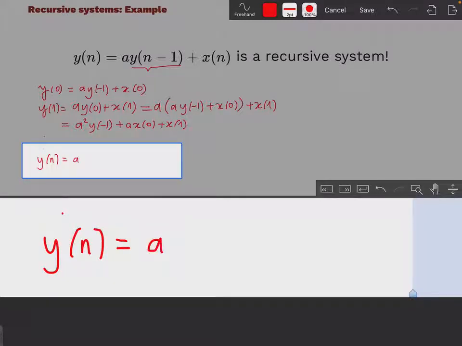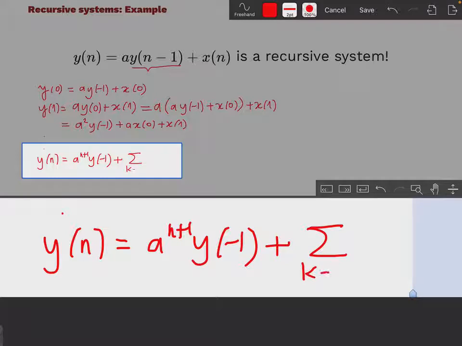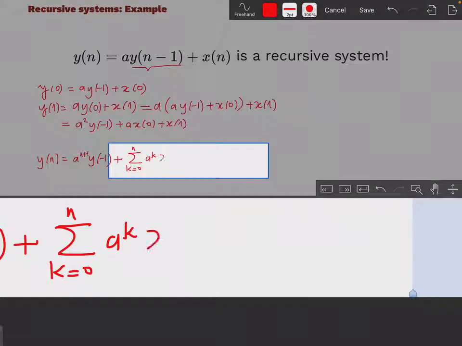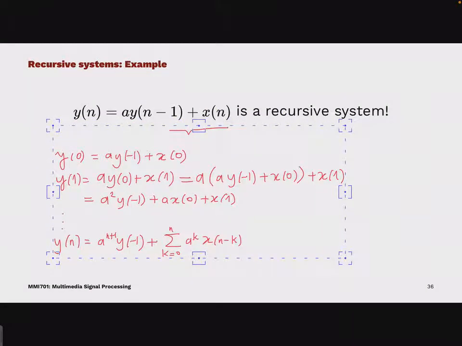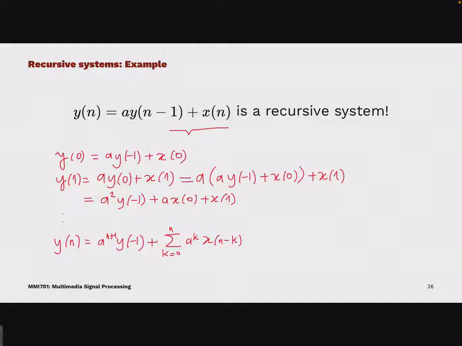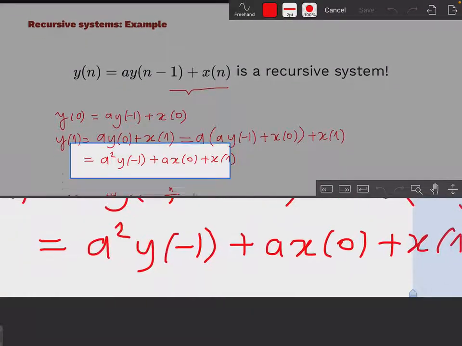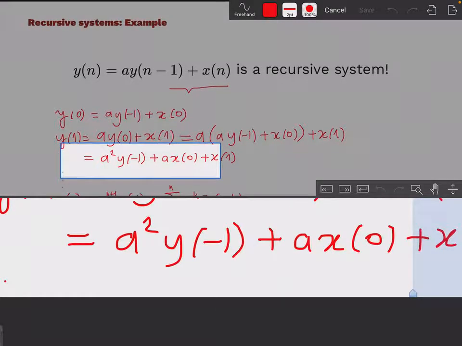So if you continue writing the output of the system, you're going to end up with y of n equals a to the power n plus 1 times y of minus 1, plus the sum over k from 0 to n of a to the power k times x of n minus k. Now, this is nice. So we can define two parts in here. One part which depends on y only, the previous value of y only, that is this part.